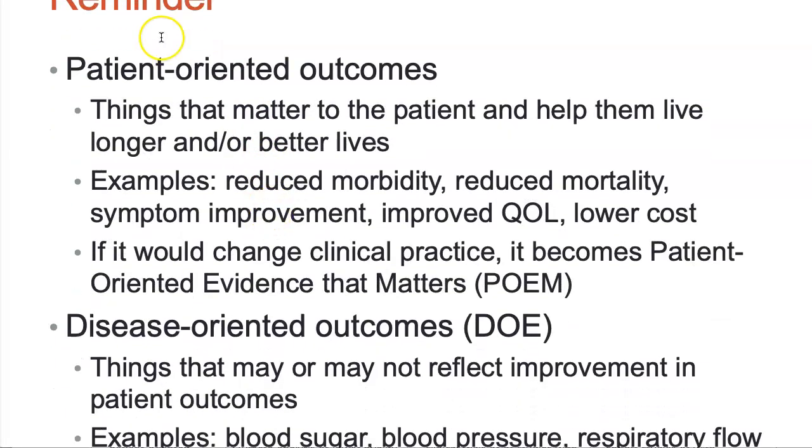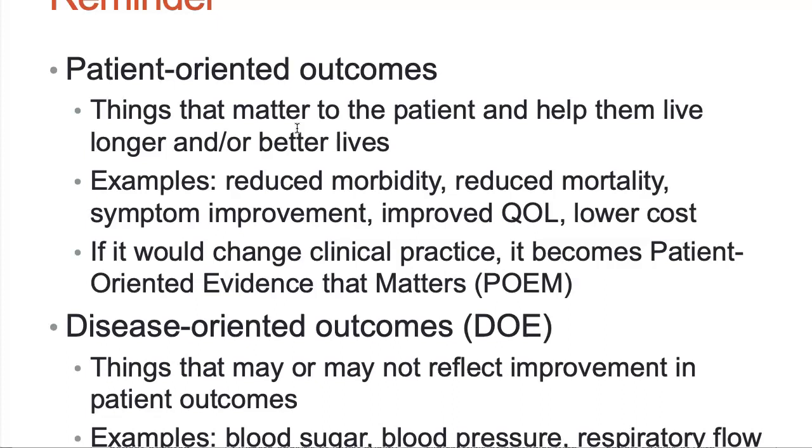So just a reminder, patient-oriented outcomes. These are things that matter to the patient and help them live longer and better lives. So some things: reduce morbidity, reduce mortality, symptom improvements, improve quality of life, lower cost. So that's in the study. Did the research, was it a patient-oriented outcome? Most of our research could be this. It could also be, if it would change the clinical practice, it becomes patient-oriented evidence that matters.